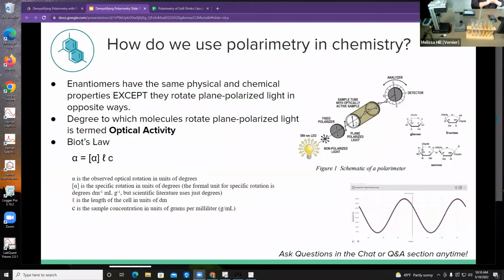And so this is a very quantitative, very well-known phenomenon. In fact, it's described by Biot's law, which if you look closely at that, looks a lot like Beer's law. You have a specific rotation value that is inherent to the molecule. So just like an extinction coefficient in Beer's law with visible absorbance spectroscopy, you have a specific rotation value that's known to a molecule. You're dependent on the path length, you're dependent on the concentration of the sample, and then you get an observed optical rotation from that.